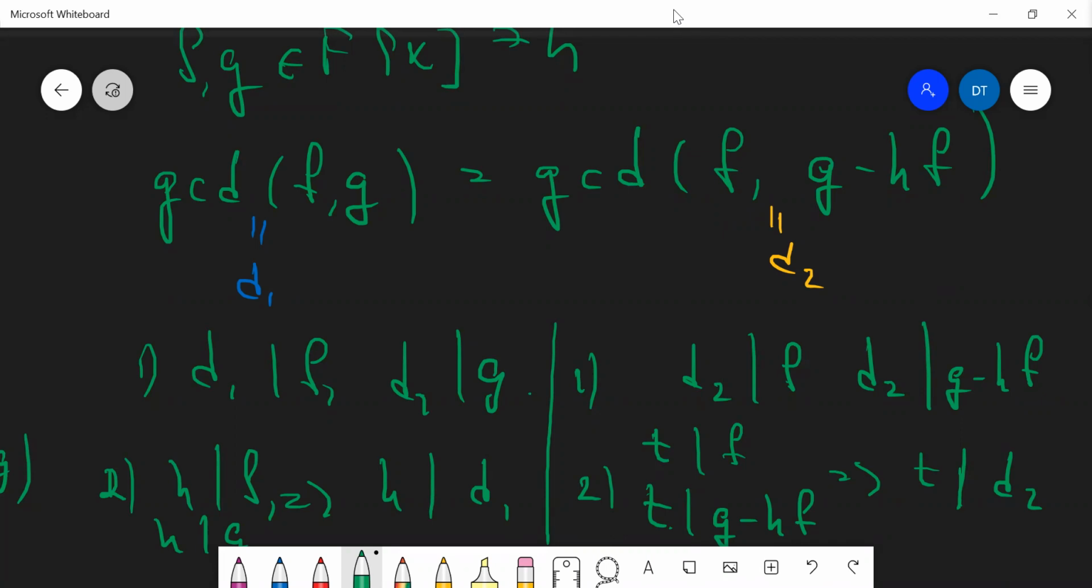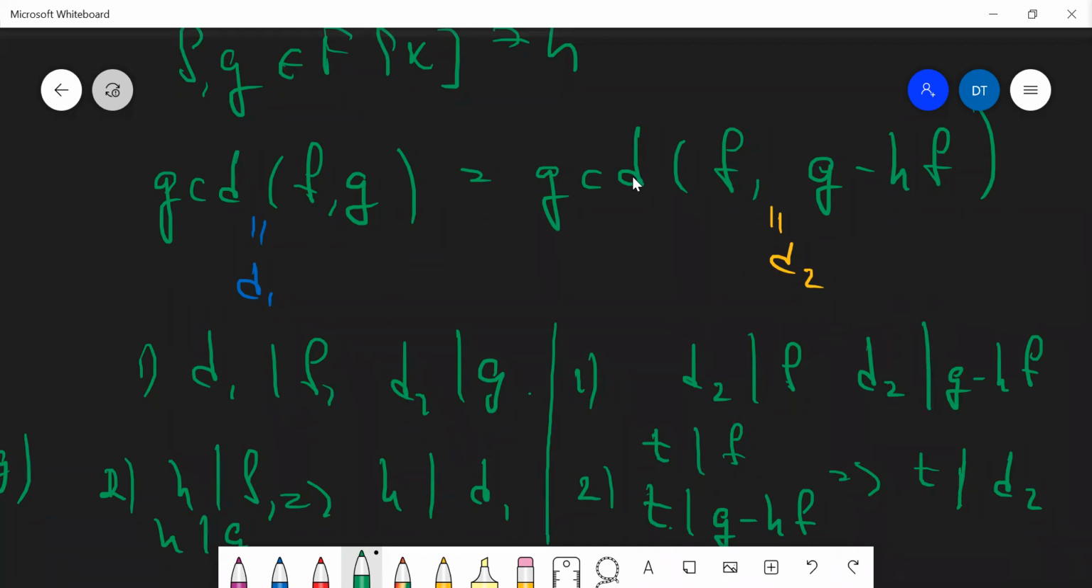This is what I want to explain. Suppose that we have a polynomial D1 dividing F and G, so these properties hold. Then I'm saying that these properties also hold for D1. Indeed, if D1 divides F and G, then it divides this difference, because all summands are divisible by D1. So if D1 divides F and G, then D1 divides F and G minus HF.